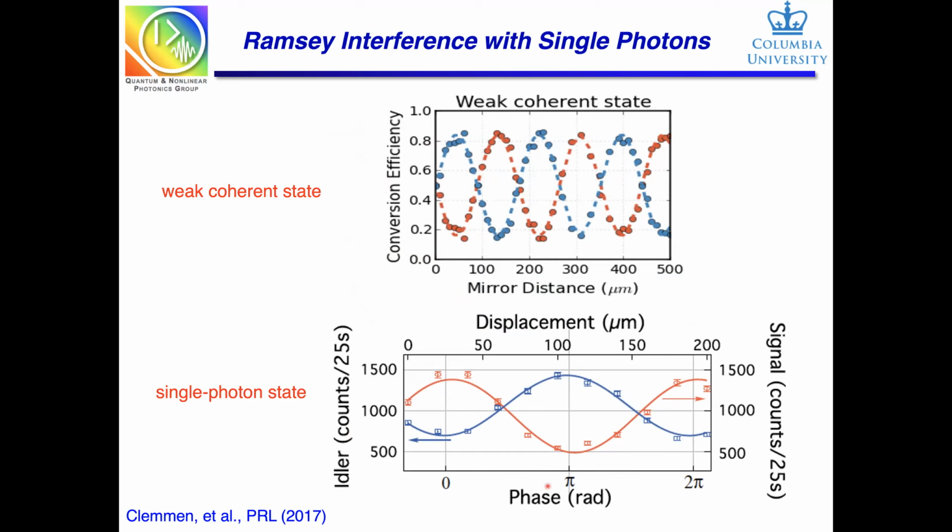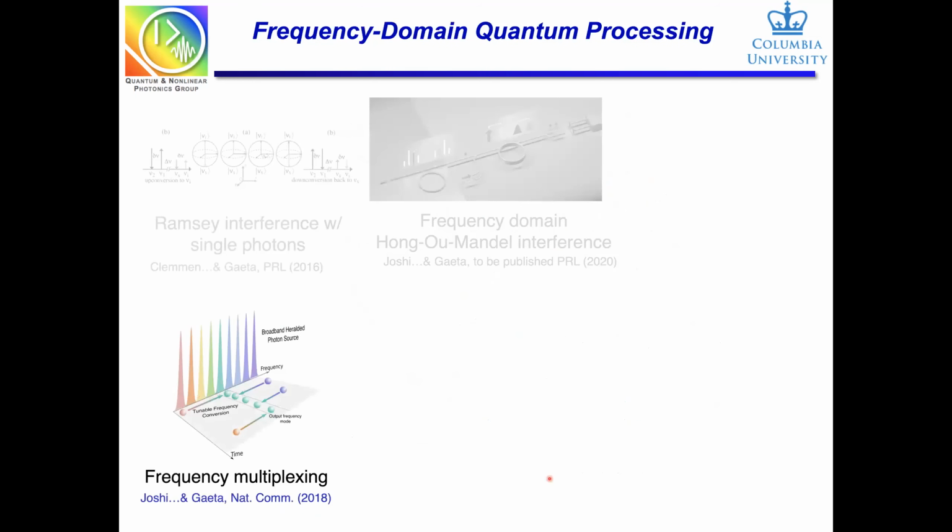So lastly, I'll talk about something called frequency multiplexing, which is a path we think could be very promising in generating deterministic or near deterministic single photons.